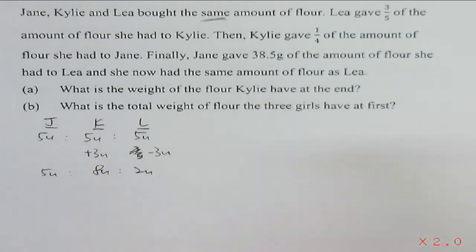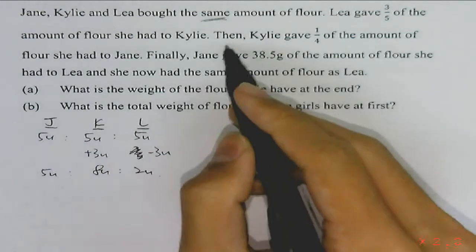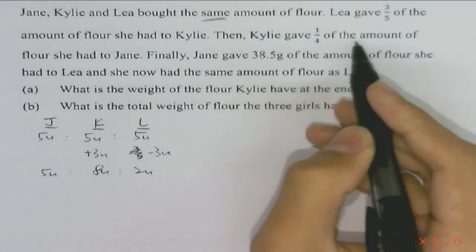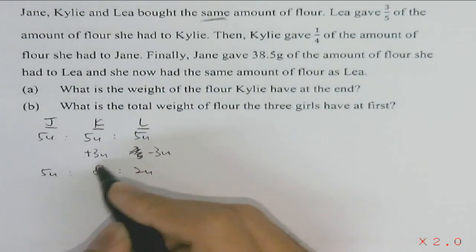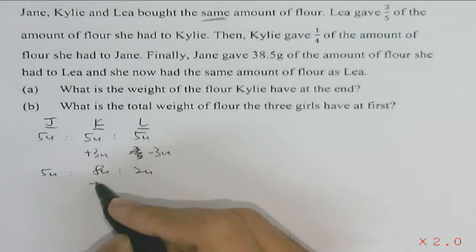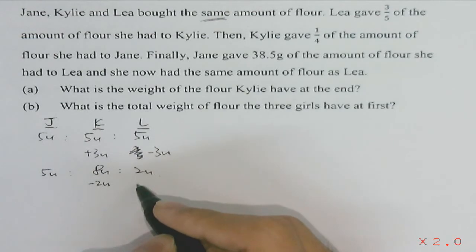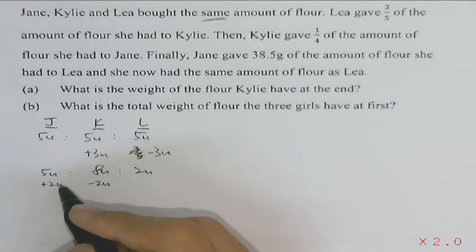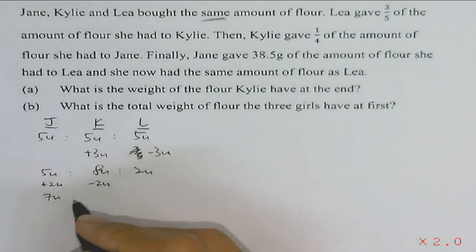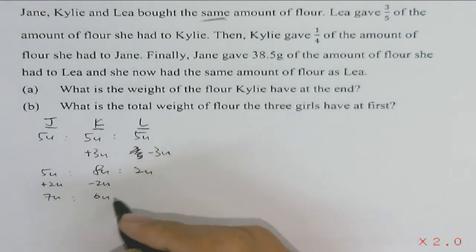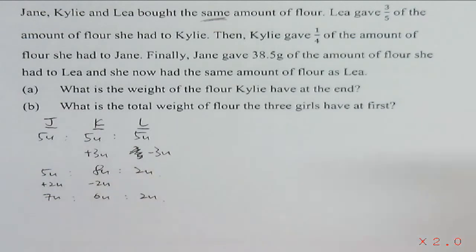Then Kylie gave 1/4 of the amount of flour she had to Jane. So Kylie gave away 1/4 of 8 units, so she would have lost 2 units, and Jane would have gained 2 units. So then Jane has 7 units, Kylie has 6 units, and Lee still has 2 units.